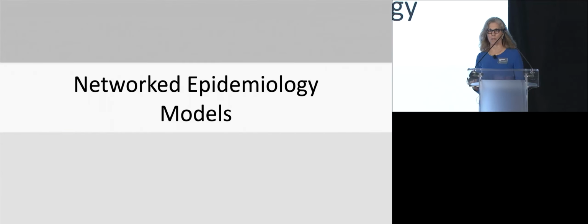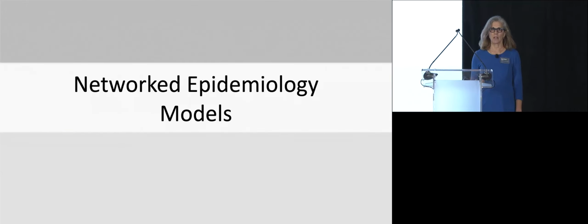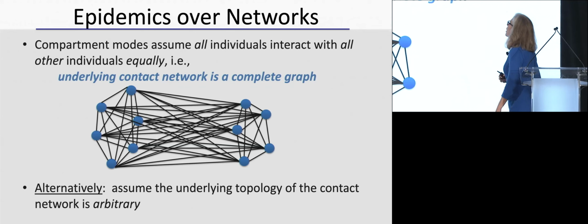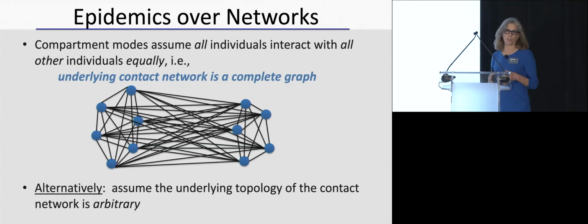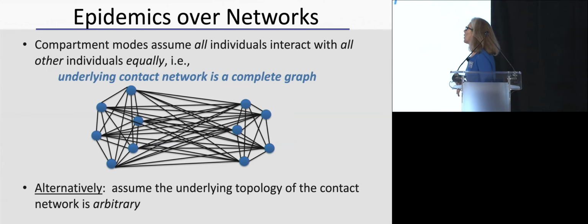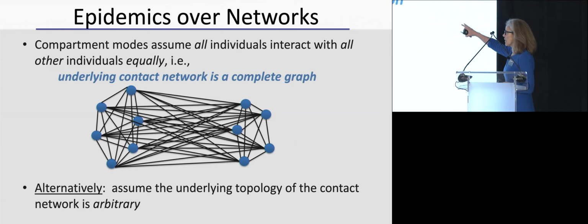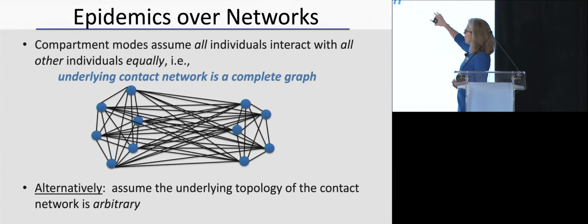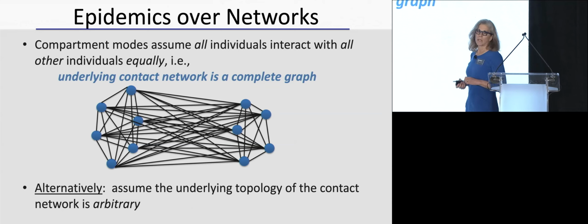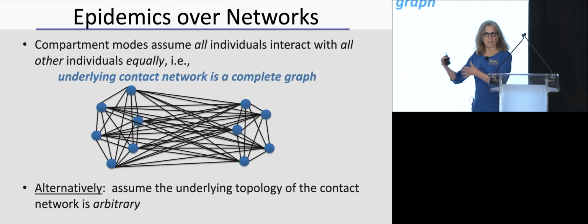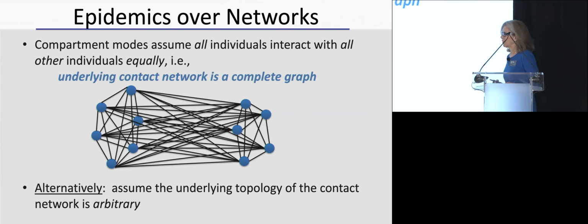Okay, so how do we incorporate networks? All I've talked about so far are the single group compartment models. In the single group compartment models, what we're assuming is that all individuals in a population interact with all other individuals equally. So we're completely well mixed, which we know isn't true. And so that basically assumes that the underlying contact network that we're living in is a complete graph, okay?